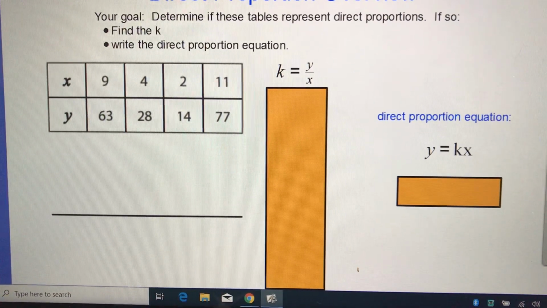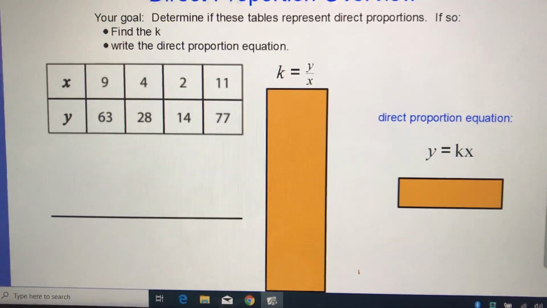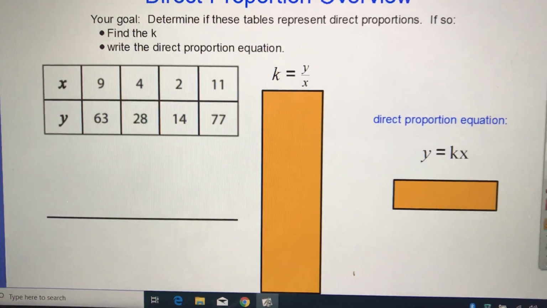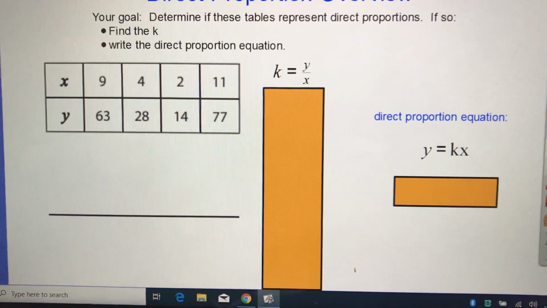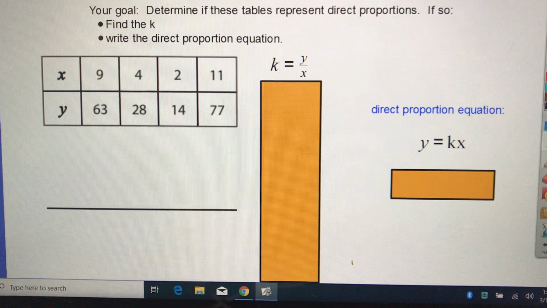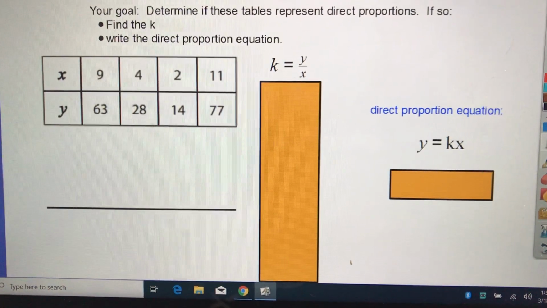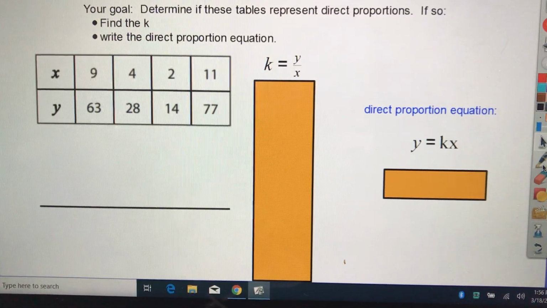And if you're dealing with a direct proportion, you can write an equation, which are the two things that you did throughout this entire chapter, whether you were dealing with a table, whether you started with an equation, or if you had a graph. You're always trying to figure out, is there a K? Is there a constant? And then make a direct proportion equation out of it.